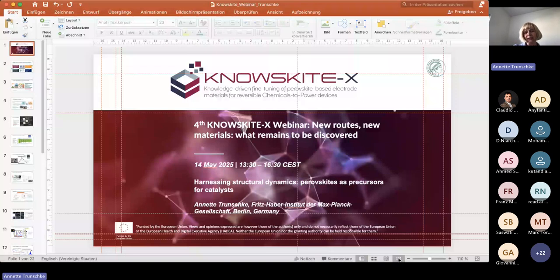But today I would like to talk about the properties of perovskites in oxidation reactions, and in these reactions the perovskite works as the material as it is, as an oxide.